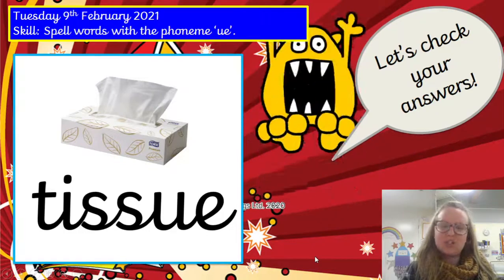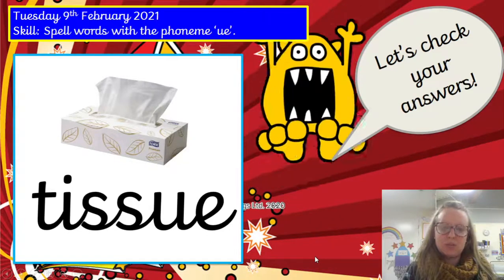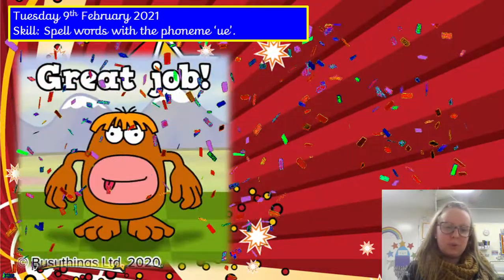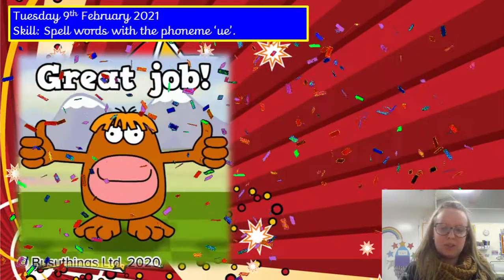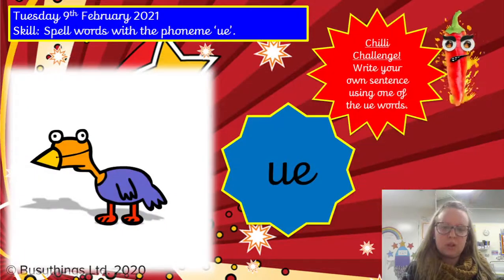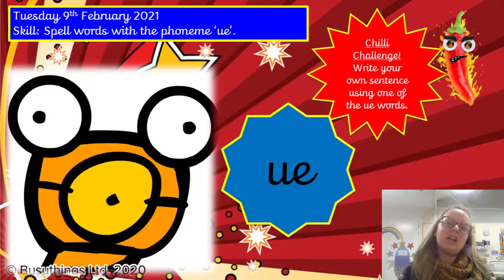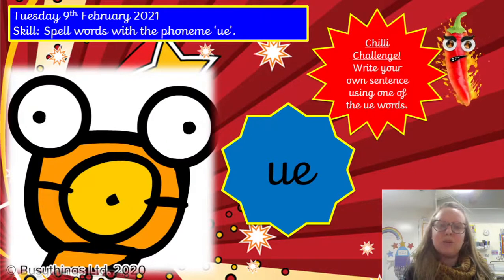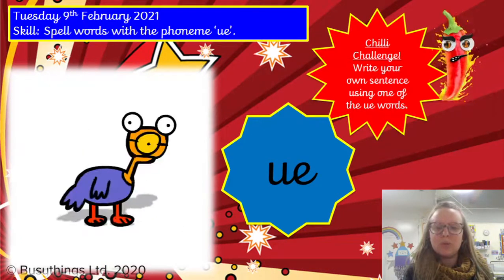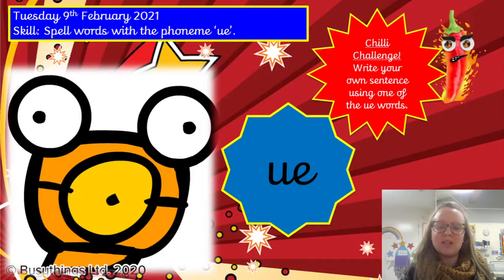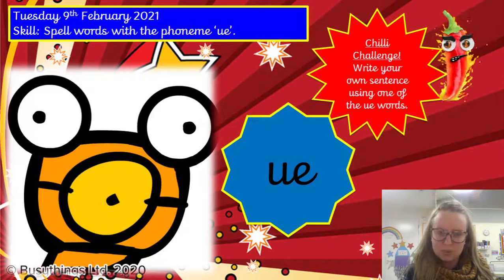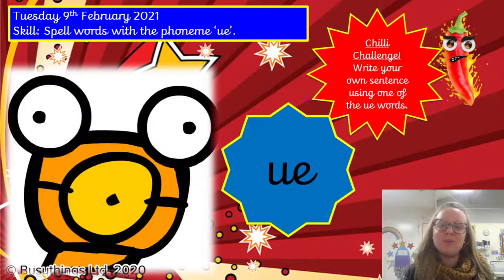Well done. How did you get on with those words? Did you get them all right? Super job. Well done, everybody, for having a good go. Okay, so your chili challenge now is to pick one of those words and see if you can make your own sentence using one of those oo or you words. That'll be amazing. Don't forget your capital letter, finger spaces, and your full stop. Well done, everybody. Super phonics learning today.